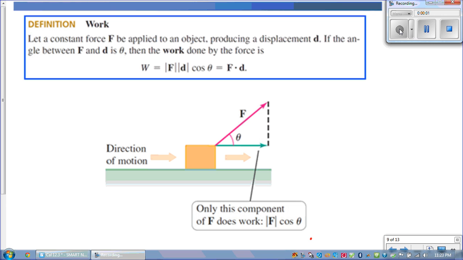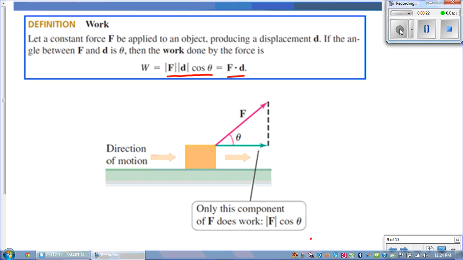Now we'll come back to the concept of work again. Let F be a constant force applied to an object that produces a displacement d. If the angle between F and D is theta, then the work done by the force is F dot D, which is just the magnitude of F times the magnitude of D times cosine of theta.